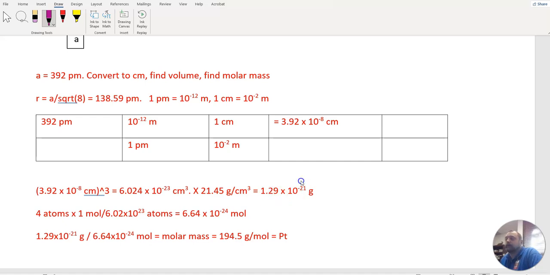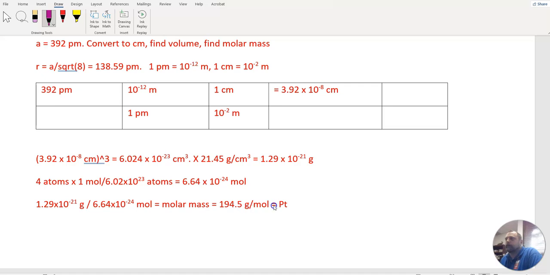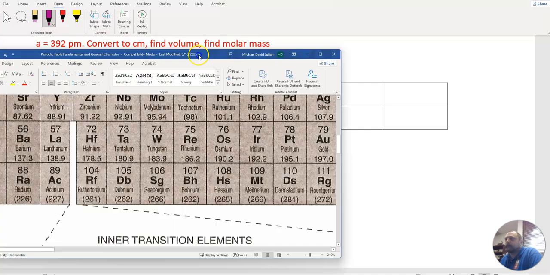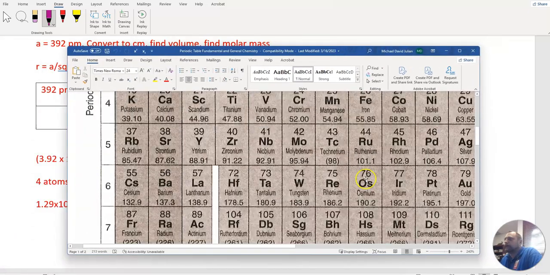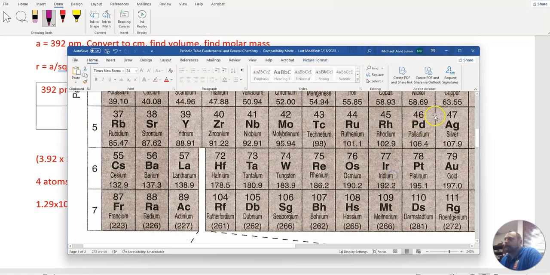So it's a really small number, which is what we expect. Each unit cell has 4 atoms, so I went ahead and converted that over to moles. Then I figured out the grams per mole, and that was platinum. When I pull up a periodic table, platinum here is at 195, and so that's pretty good.